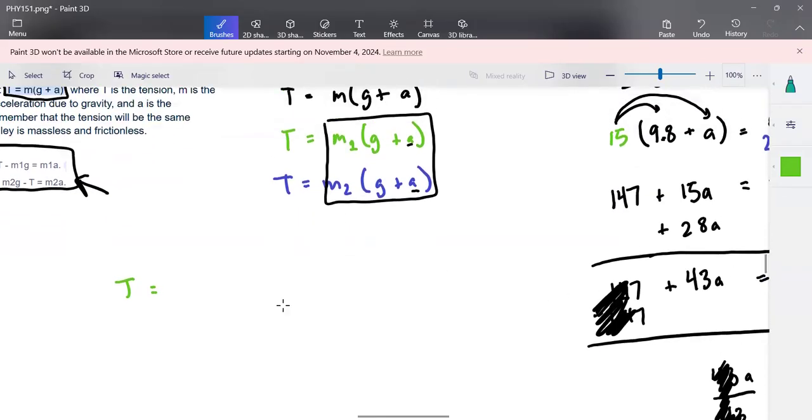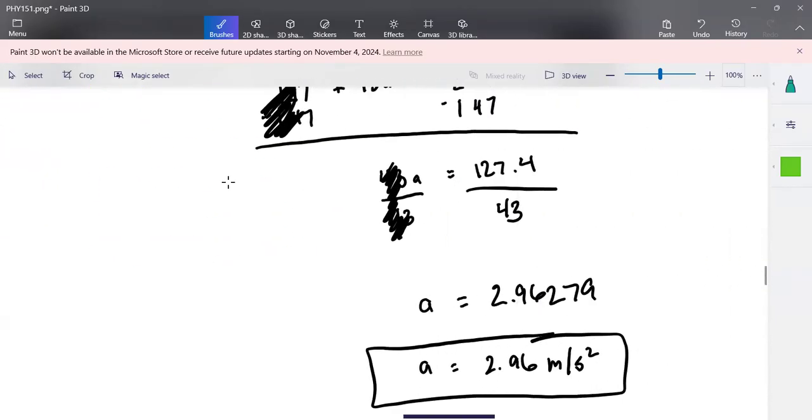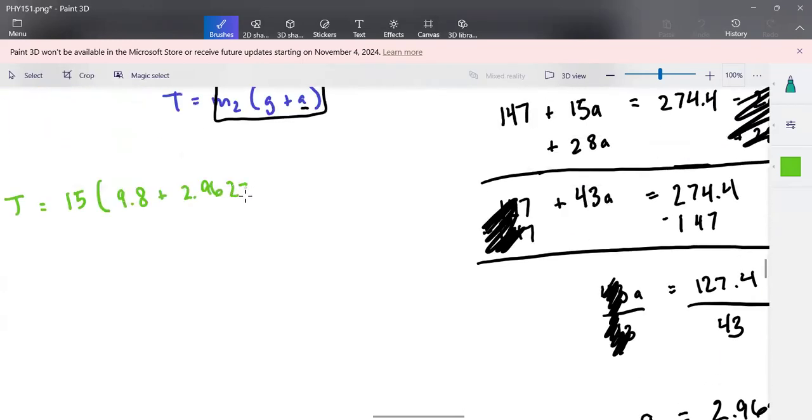So, we're going to say that the tension attached to the green box is equal to the green mass, it's 15, and the acceleration due to gravity, 9.8. And we calculated our acceleration of the system as that 2.96, what was it? Something 279. Let's use that number.